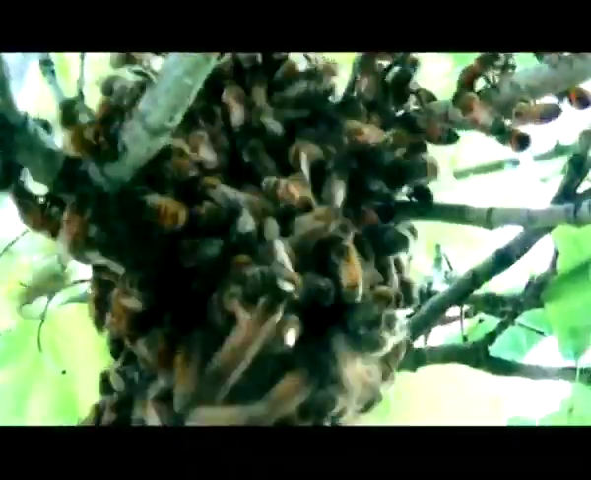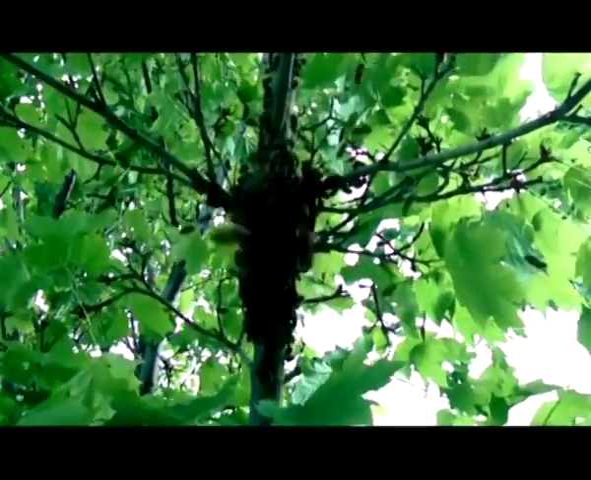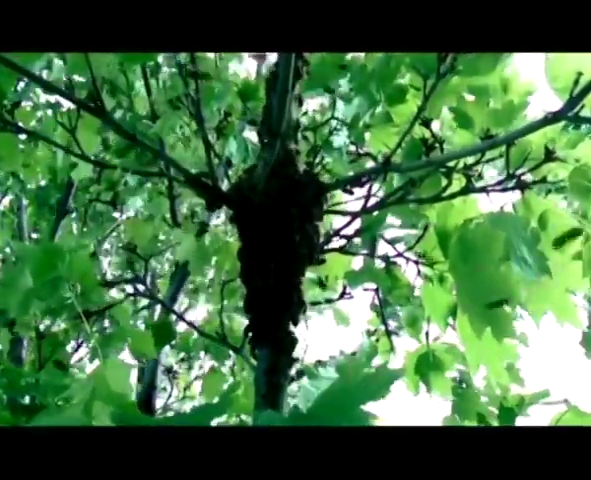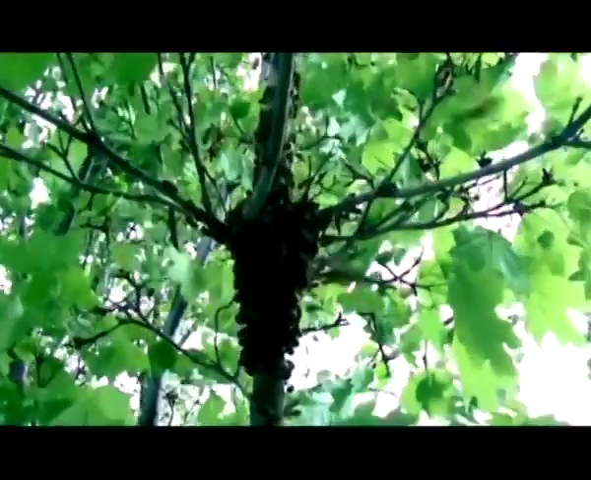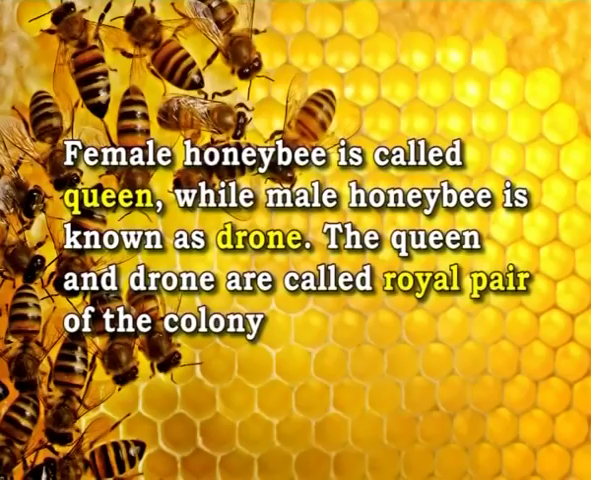Honeybees possess a well-organized community for the benefit of all individuals in a colony. The colony's survival is dependent on a well-developed caste system that cooperates in reproduction and colony tasks. Moreover, temporal castes are strongly developed in honeybees and they show highly organized complex societies that can be compared to the society of primates, including man. The female honeybee is called the queen, while the male honeybee is known as the drone. The queen and drone are called the royal pair of the colony.